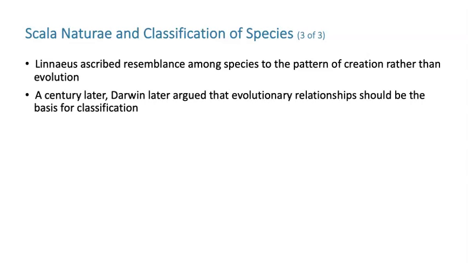But then along came Darwin about 100 years after Linnaeus, and he argued that it was evolutionary relationships that were the basis of Linnaeus's classification. So basically, Darwin said, yeah, Linnaeus was right in these ideas of classification, but his reasoning was wrong. It's not because of creation, but instead because of evolution.